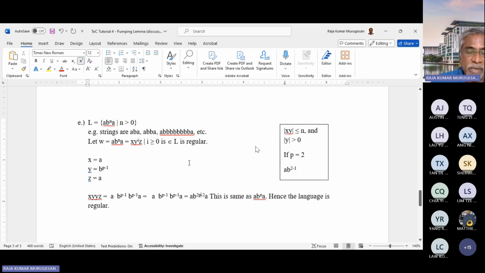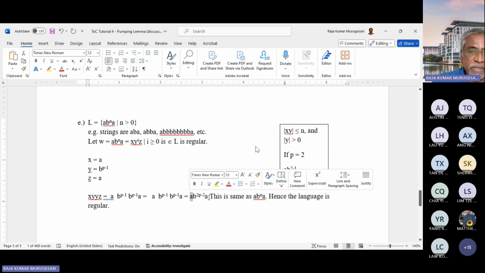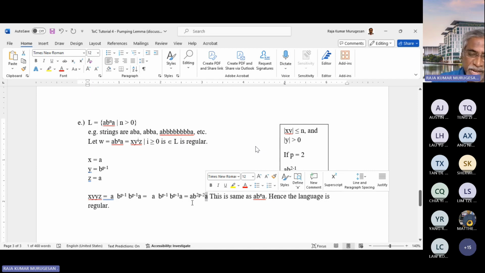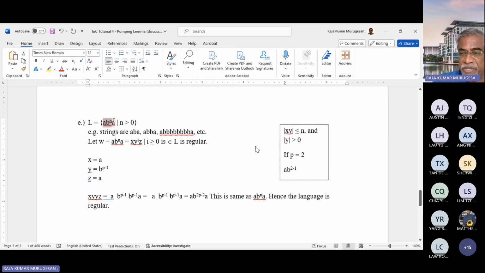What the pumping lemma says is that after pumping y, we check whether the resultant string is in this language or not. If you see after pumping y here, the original property of the language is not lost. You still get one A as prefix, one A as suffix, and B can be any number of times. So the original property of the language is preserved. That's why we say this language is regular.